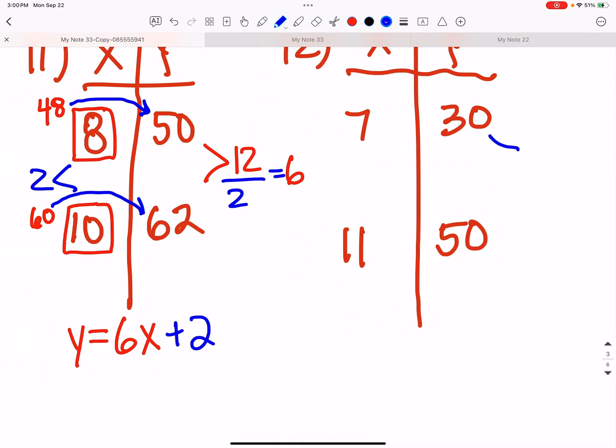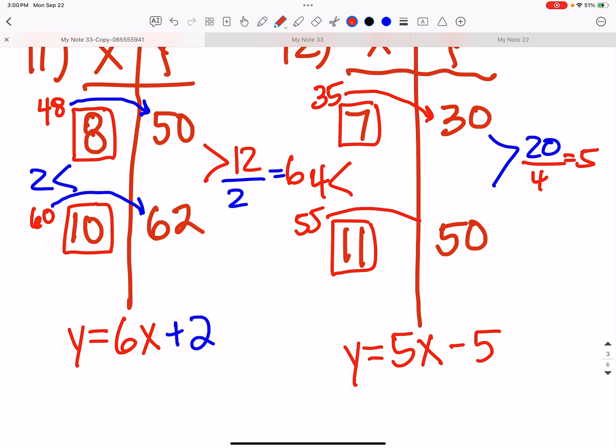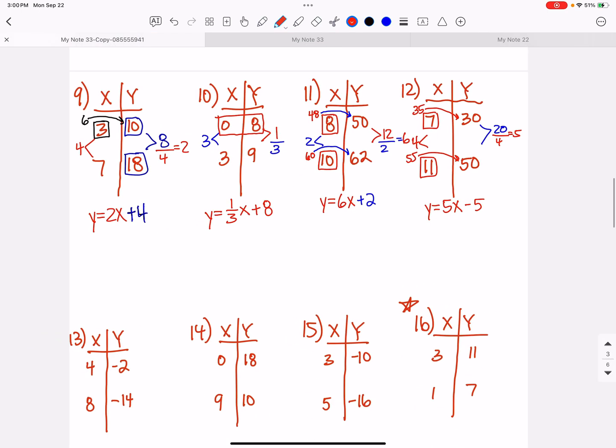Over here, good for me. I made $20. That's really good, but I didn't do it in 1 day. I did it in 4 days. So if I make $20 in 4 days, that's $5 a day every day. If I make $5 every day after 7 days, I should have $35. Why do I only have 30? Because I owed somebody $5 when I started my account. I owed $5, negative 5. And if I did it over here, 5 times 11, I should have 55. Why do I only have 50? Because I started with negative 5.